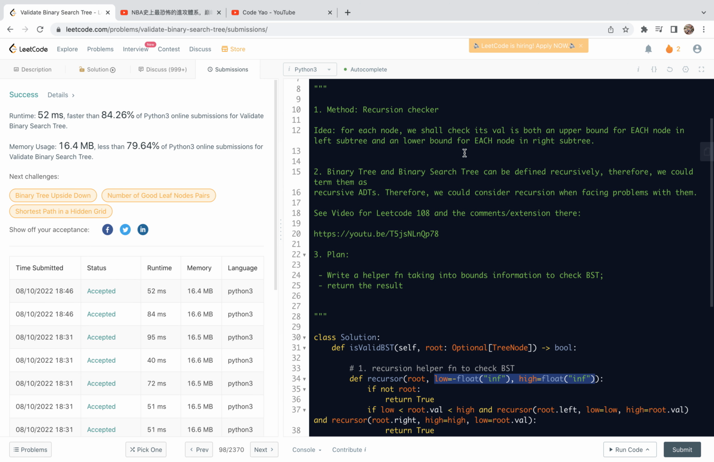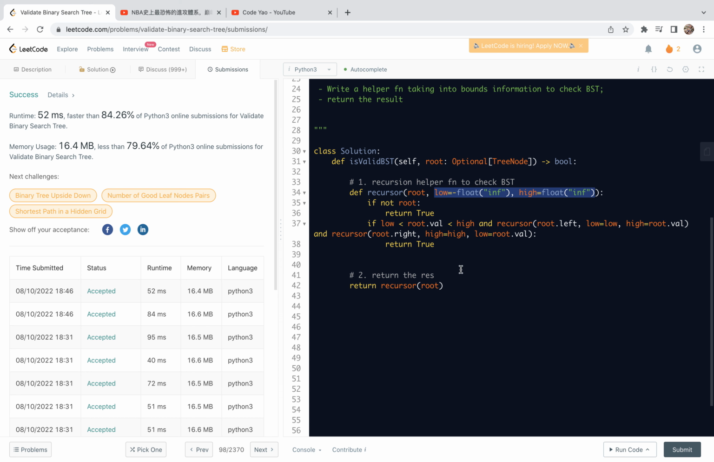One thing to notice is that we shall check that for each node, it is both an upper bound for each node in the left subtree and a lower bound for each node in the right subtree. Notice the word each here.